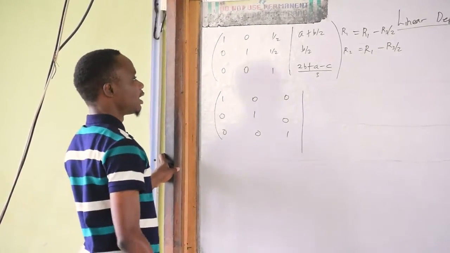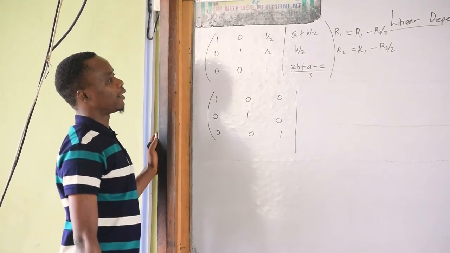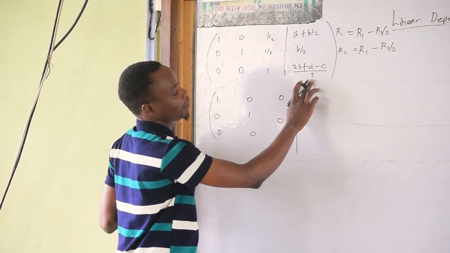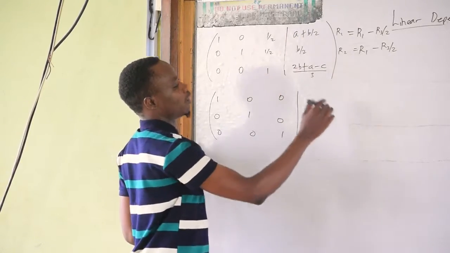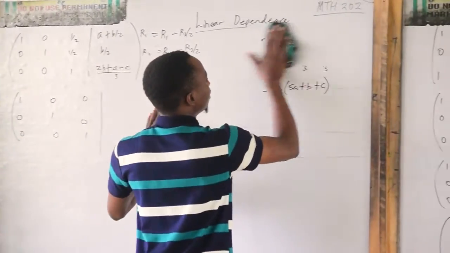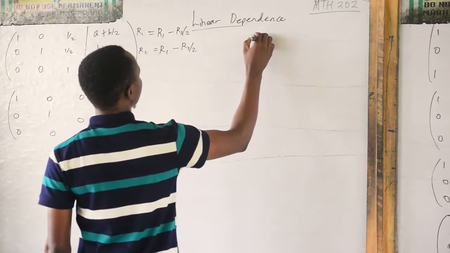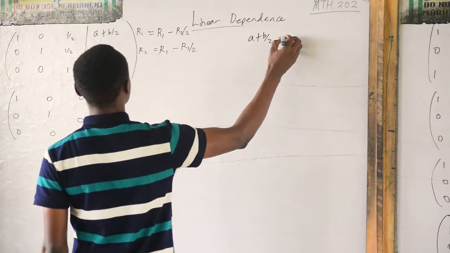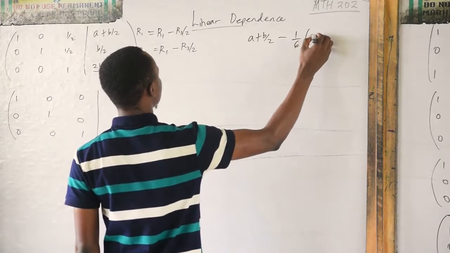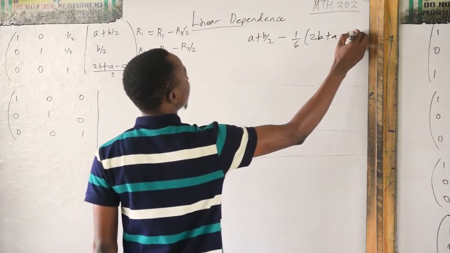So we've not done something like that. Okay, so this is going to give us what? I'm going to have R1 minus R3 over 2. So R3 over 2, that is everything we have divided by 6. Alright. So R1 minus that is going to give us A plus B over 2 minus 1 over 6 times (2B plus A minus C).